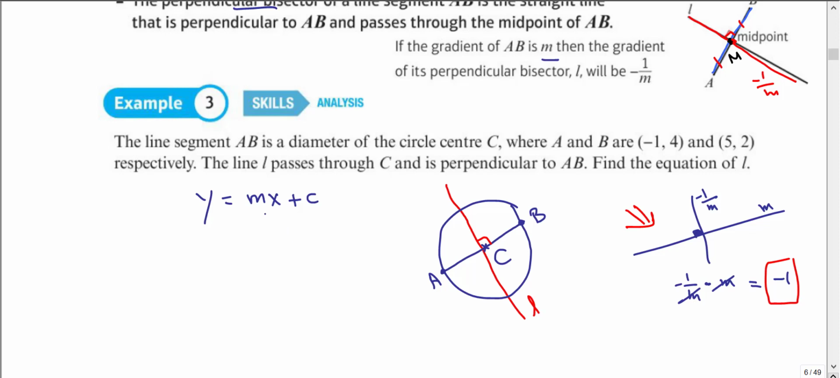How do we get the m of line L? I have to get the gradient of AB first. So for line segment AB, how do we get the gradient? Can you tell me, Adam? How do I get the gradient, the slope?